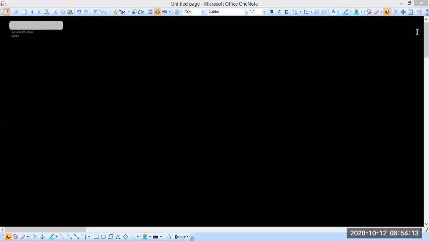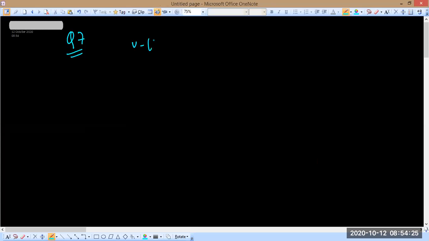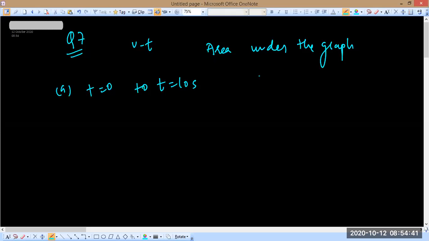Okay. Question 7. Yes. Sahil, you said 7B. Forum, you said 7. Okay. So let's start with question 7. Here, this is VT graph, and you have to find distance traveled. So you just need to find the area under the graph. That's the basic principle, right? Now, for A, I don't think it's a problem, right? Because t equal to 0 to t equal to 10 seconds is just a simple, nice triangle, right? So that's not a problem, I believe.